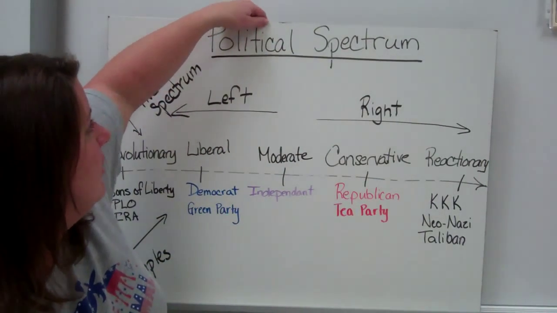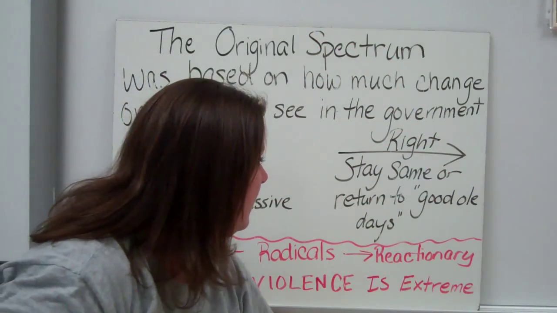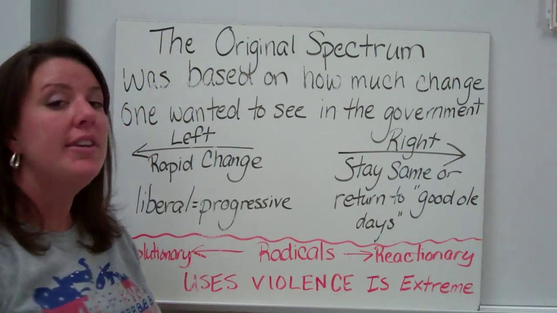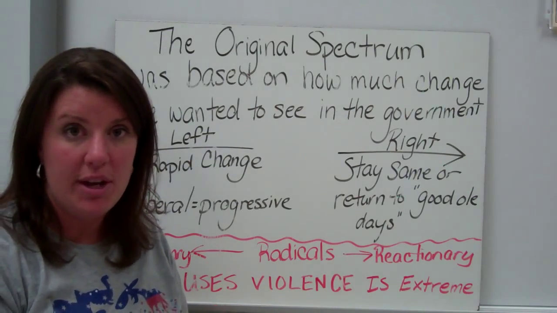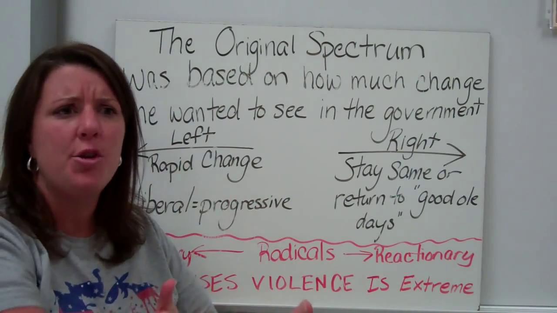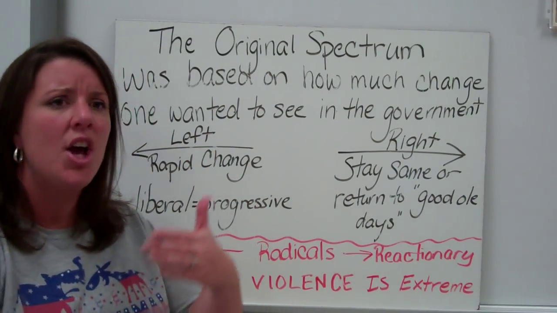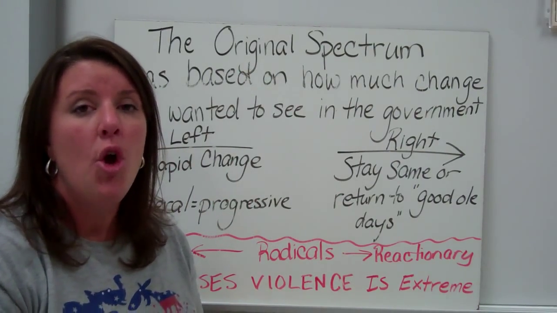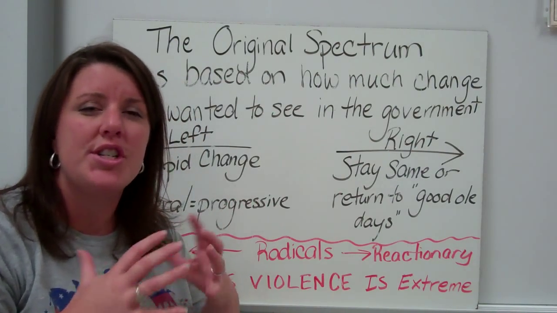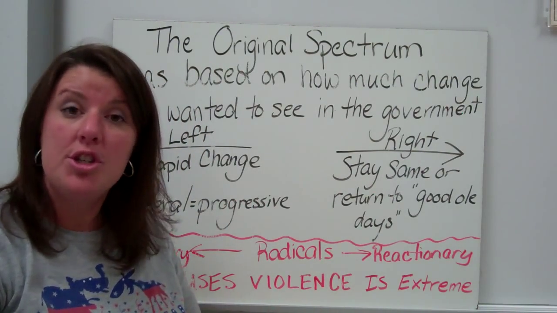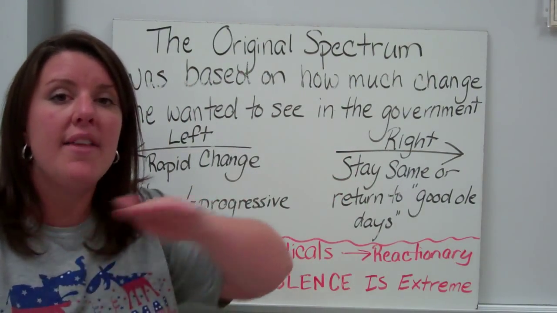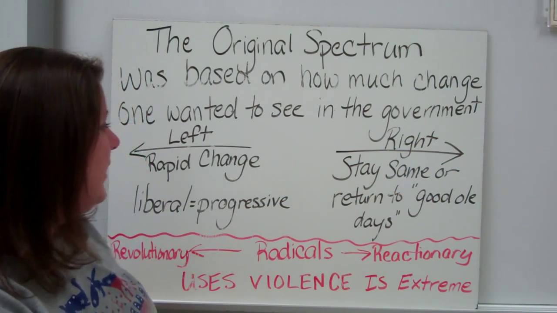And that's what we're going to talk about next. So when you had this original left to right spectrum, it really focused on the rate of change that you wanted to see in your government. The liberals wanted progression. We need to change. We need to expand rights. We need to continue to change with the times. Whereas the conservatives would say, no, we don't. We need to focus more on tradition, traditional values, usually Christian values. Not always, but traditional Christian values would be what drive them. So you had this left to right rate of change.